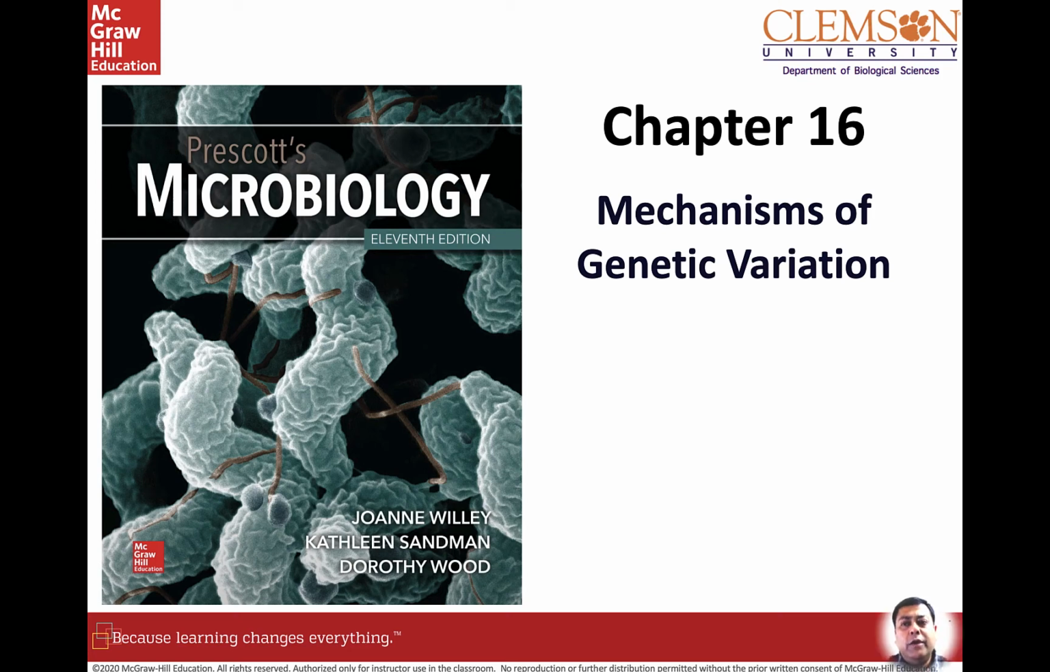Welcome back. We are starting with chapter 16 and we are starting with the mechanism of genetic variation. In this chapter, we are going to see how these bacteria that we were talking about in the last few chapters actually vary in their genetic inheritance, because they cannot do any kind of sexual reproduction, but there must be some way that they do sustain some changes in their genetics. And we are going to talk about that in detail in this chapter.